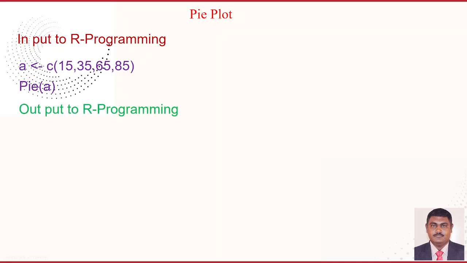Now let us see the output of the R program. After entering pie, this diagram will be displayed. Now you can see 1, 2, 3, 4 in the same sequence. So 1 is the value 15, 2 is 35, 3 is 65, and 4 is 85. According to the proportions and colors, by default it will take, and start from the x-axis, and it will take the order in counterclockwise direction.